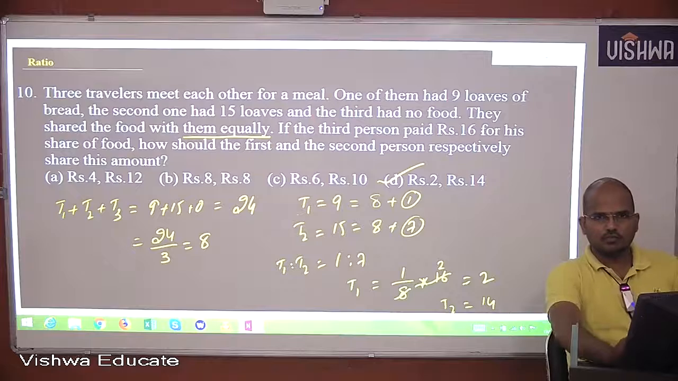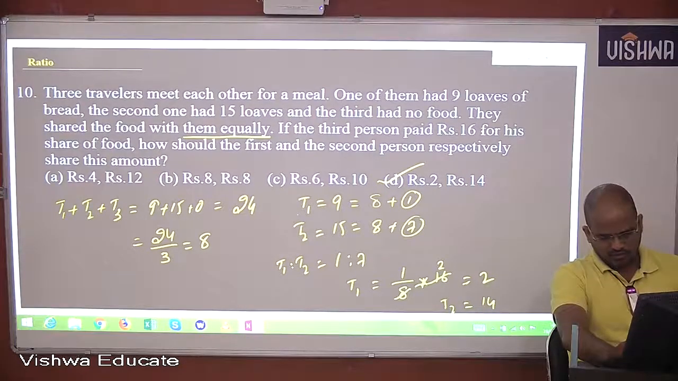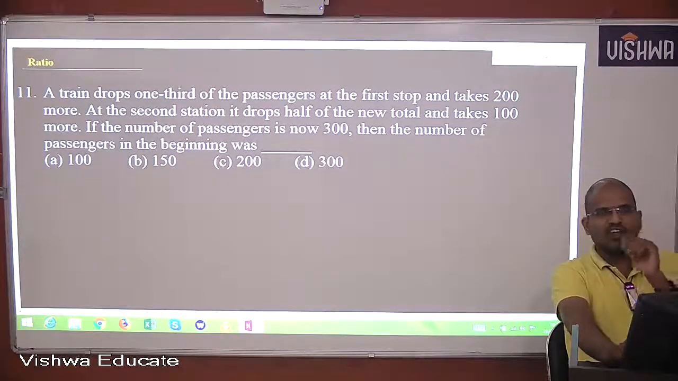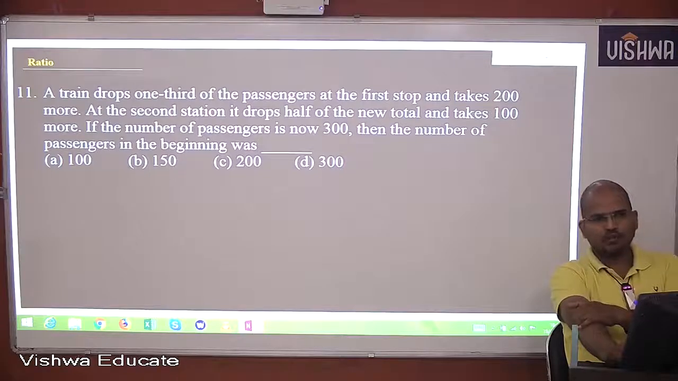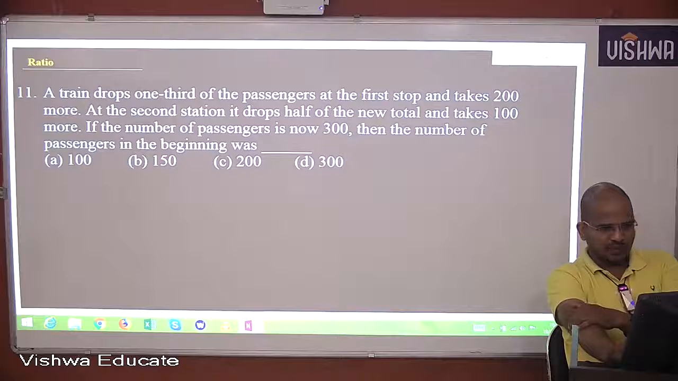Hello students, welcome back. Let us continue the session where we left off in the last one. We have been doing the topic of ratios and now let us continue it. So the 11th problem. A train drops one-third of the passengers at the first stop and takes 200 more. At the second station it drops half of the new total and takes 100 more. If the number of passengers is now 300, what was the number of passengers in the beginning?